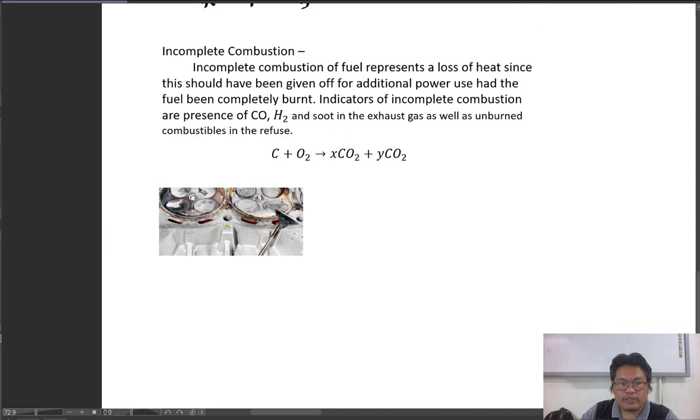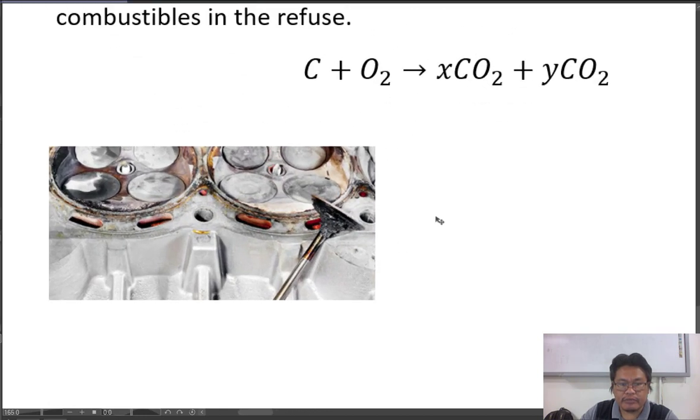Okay? So as a sample, I have here images of an opened internal combustion engine. You will notice there we have this carbon deposit. That carbon deposit, we have it doon sa gilid niya. This is a form of one of the products of incomplete combustion, yung build up ng carbon na yan, and also the build up ng carbon dito sa gilid. So that is a carbon deposit from incomplete combustion.